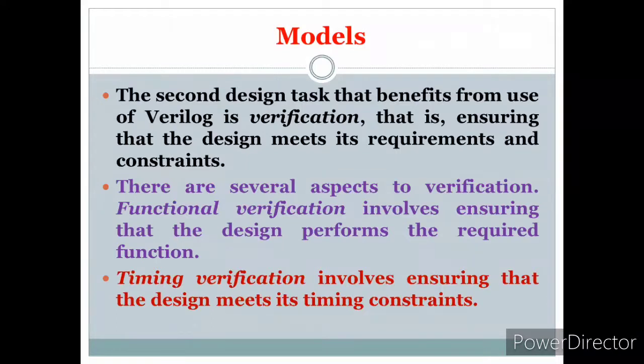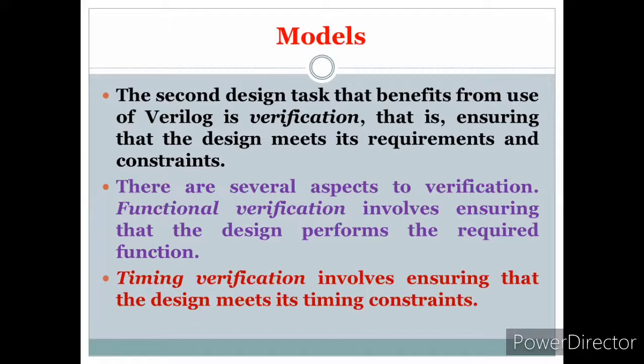Before giving it to the market, or before the product is delivered to the market, it has to be thoroughly verified, and only then should it be given to the manufacturing level. Okay, there are several aspects of verification, because verification doesn't mean only one level. There are different stages of verification there.